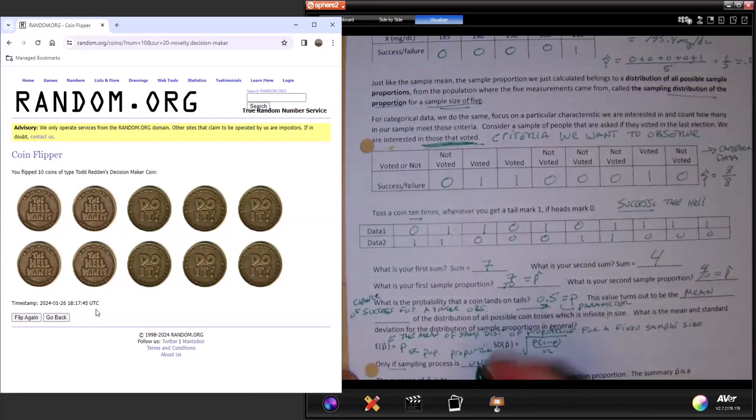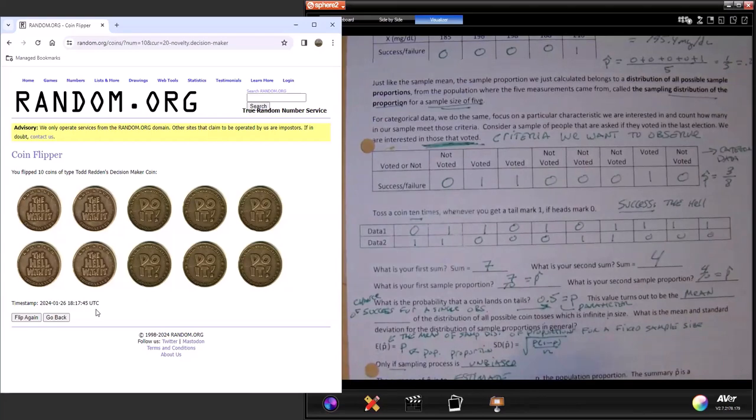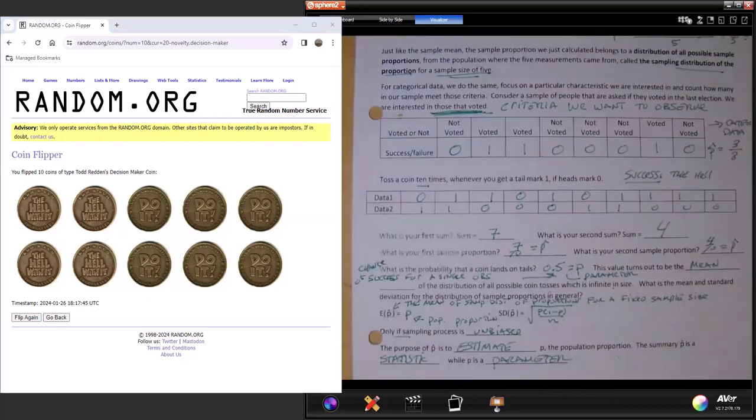The purpose of P hat is to estimate P, the population proportion. The summary P hat is a statistic, while P is again a parameter. So make that distinction again. The purpose of P hat is to estimate the population proportion P. This is a statistic, while this is a parameter. It happens to also be the center; this parameter P is the center of the sampling distribution of proportions. Sorry, I just realized I was off screen, and there's what I wrote down.